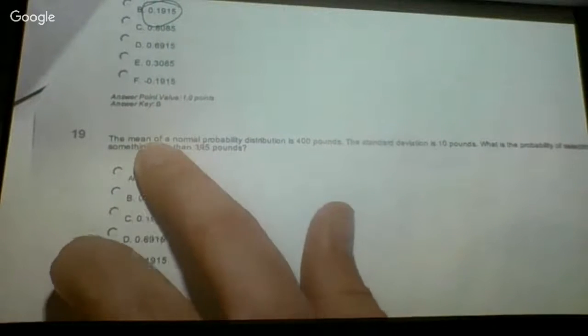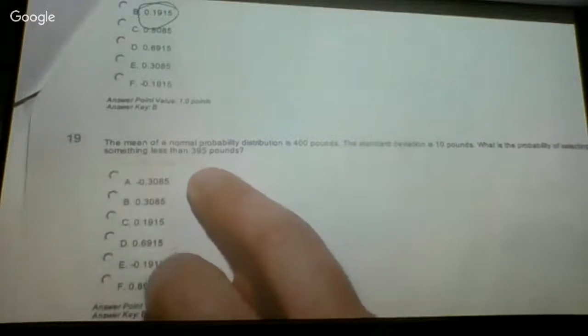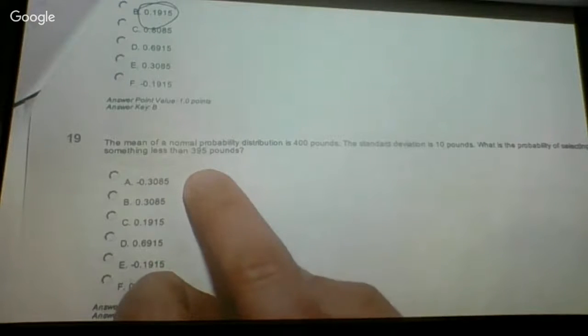0.1915. All right. Hey, same distribution. The mean and normal probability is 400 pounds, standard deviation 10 pounds. Same thing we've been looking at. What's the probability of selecting something less than 395? Do I need to go through all the same steps again? No, Curry, what should I do?